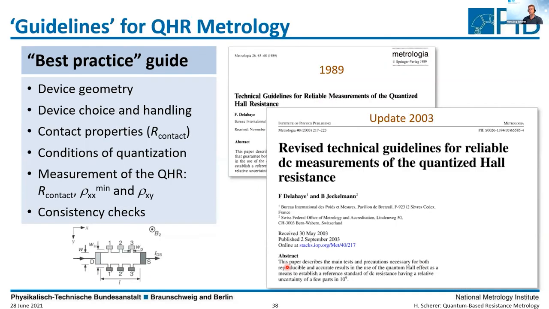If you then further want to perform quantum Hall effect metrology, you might want to have something like a guideline that tells you how you can do your measurements. What is the best practice to do these kinds of measurements? There are also papers that you can use for that. There's this paper that was first published in 1989 and updated in 2003 by colleagues from France and from Switzerland, François Delahaye and Beat Jeckelmann, and they give advice on how your device geometry should be, how you should handle your device, and what the contact properties should be. They speak about the conditions for quantization and other conditions that you must meet in order to do proper quantum Hall effect metrology.